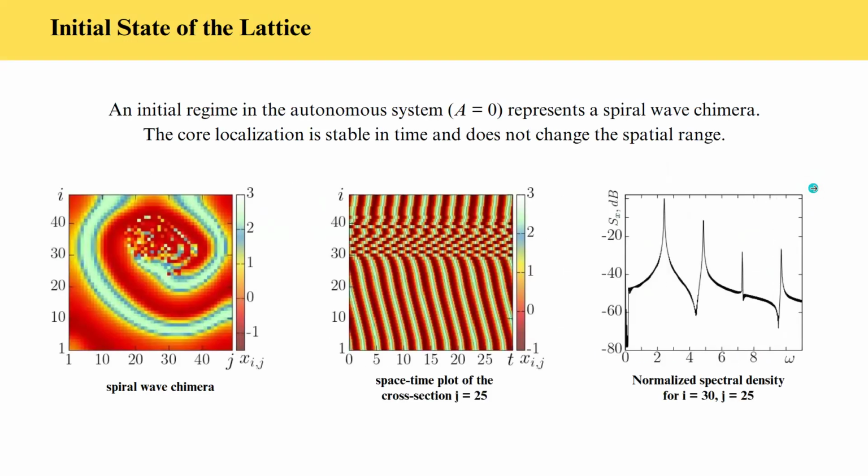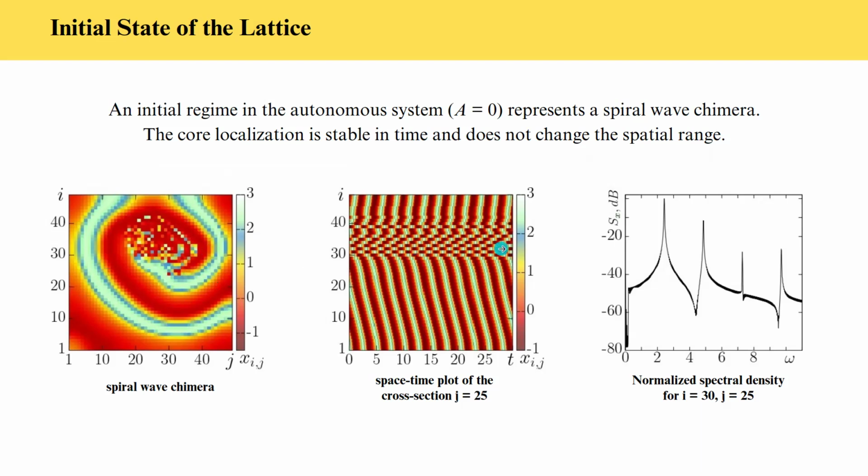Initially, in the absence of external influence, the network exhibits a spiral wave chimera. This pattern is characterized by coherent and incoherent dynamics coexisting in space. As you can see, this is the initial state of the autonomous system, where the center core of the spiral is incoherent, and the other part, the wavefront, is actually coherent in nature.